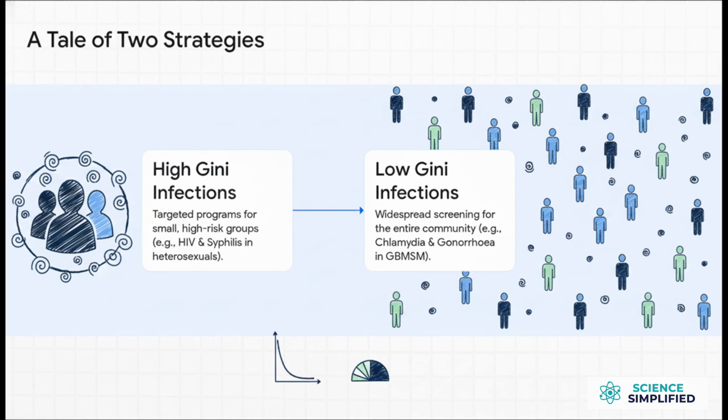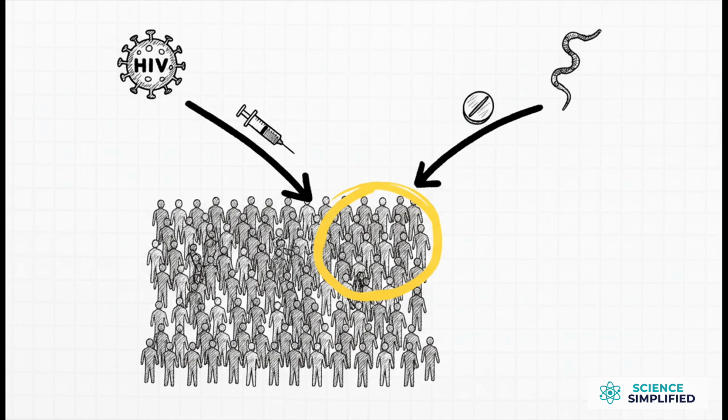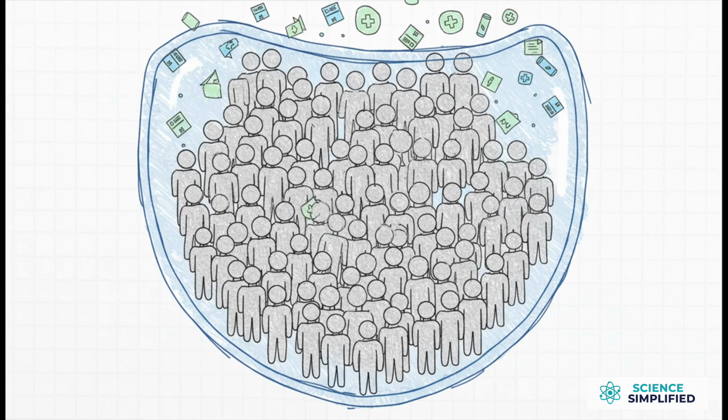It basically gives you a roadmap. For high Gini scores, you target small groups. For low ones, you go broad. So, for heterosexuals, you can focus resources on that tiny group with the highest risk scores. But for the GBMSM community, with diseases like chlamydia, a much broader approach is needed.